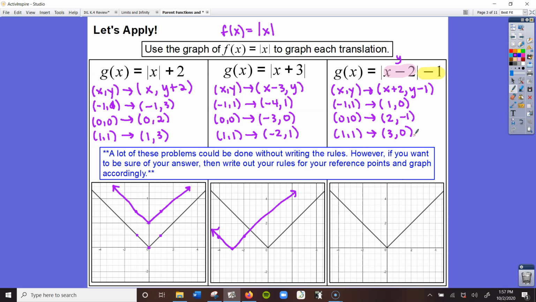And now I'm going to go ahead and plot those points. So (1, 0), (2, -1), and (3, 0). And we can see that the graph was in fact shifted 2 to the right, oops, excuse my squiggle, and 1 down.